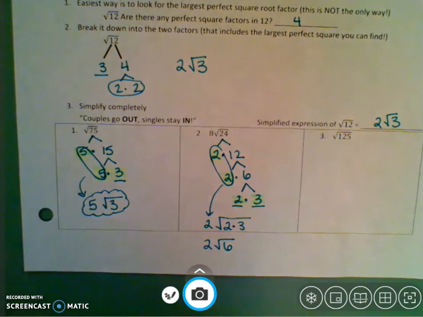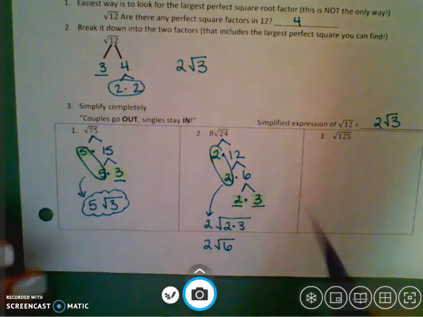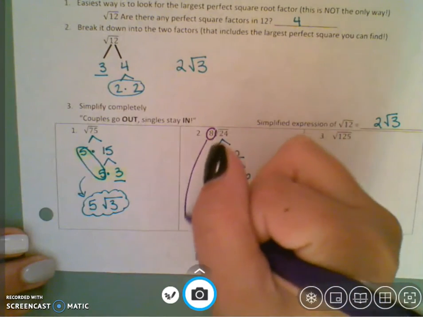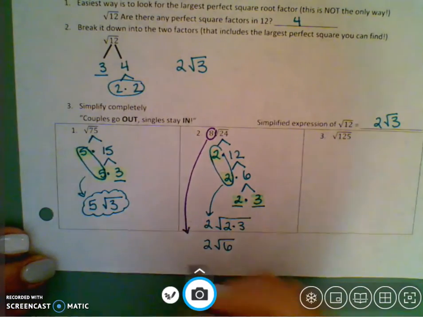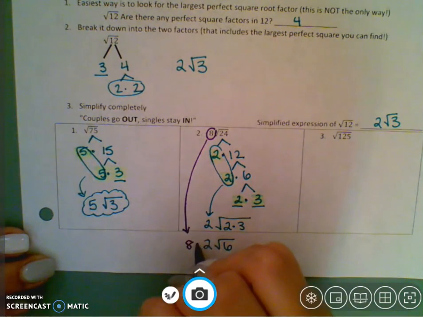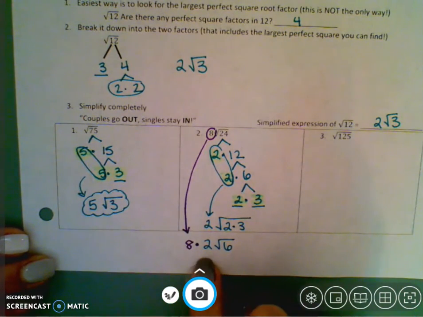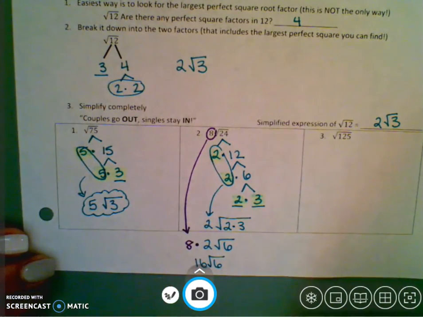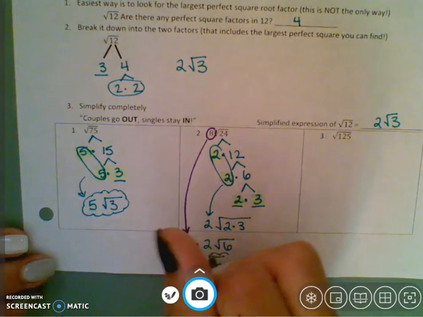But remember in the beginning how we said we're going to leave the 8? We still have to deal with this 8. This 8 has to come down, and it's going to go out in front. But when two numbers sit next to each other, they're multiplying. So it's not 82, it's 8 times 2. So your final answer is going to be 16 root 6. 16 square root of 6.